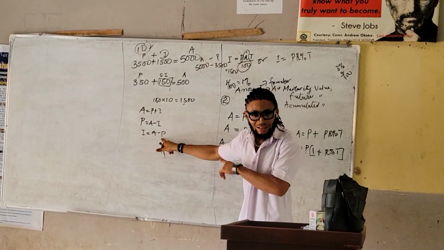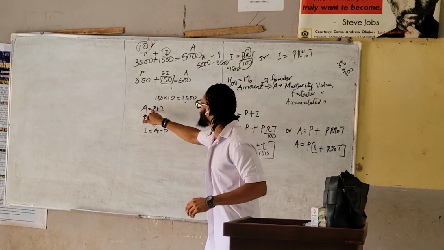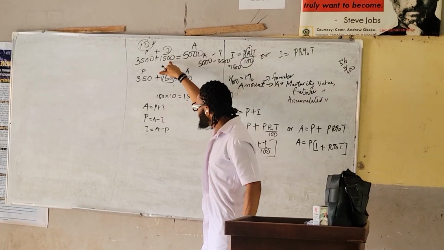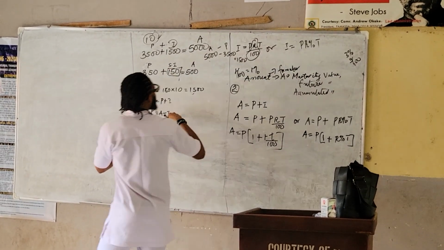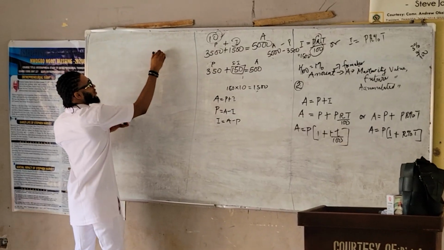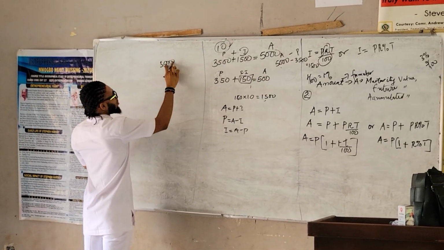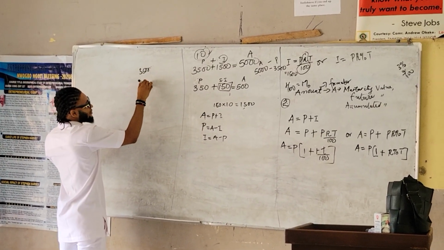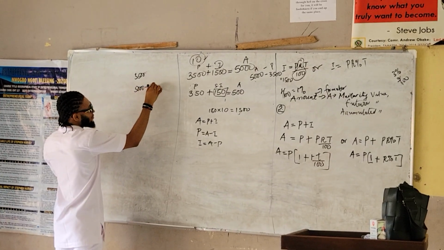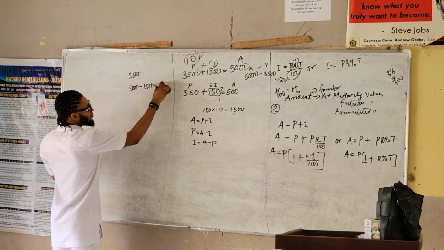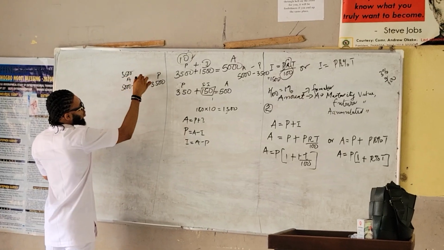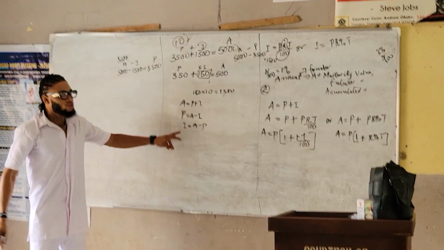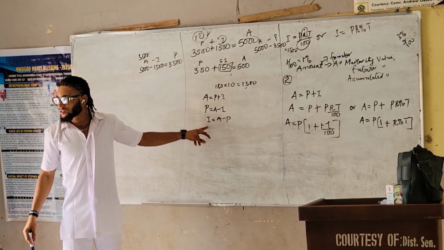Amount is equal to principal plus what? Interest. The principal is amount minus what? Interest. Because if you say 5,000 minus 1,500, how much will it give you? 3,500. That means principal is equal to amount minus what? Interest. Know this. Very, very important.